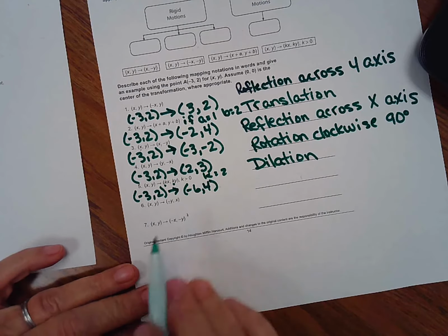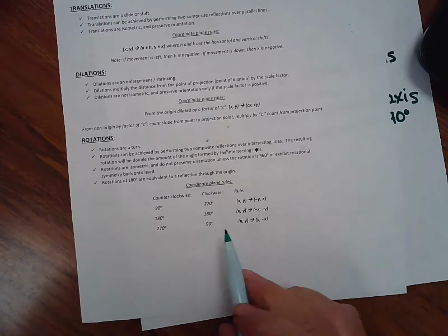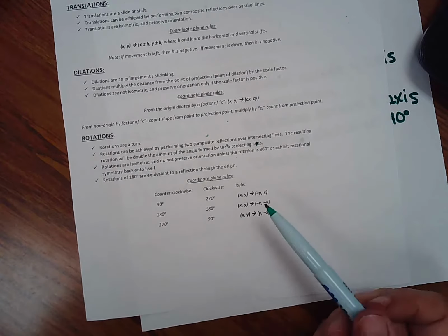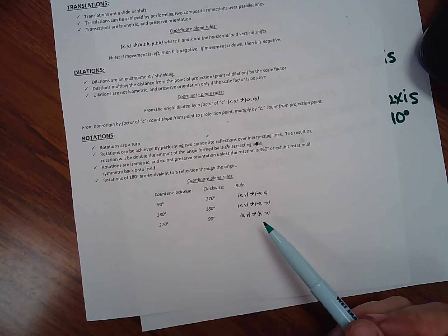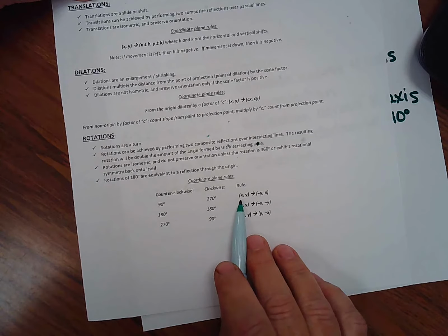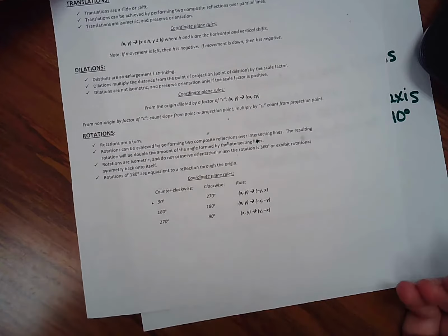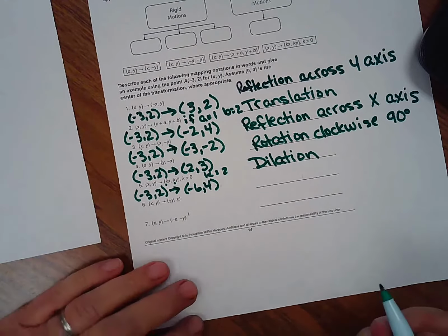This one, XY maps to -YX. So again, I've got switching going on. So I'm going to look down here at my rotations. That's usually where my switching is. Not every time, but that's usually where it is. And so I go from XY to -YX when I go counterclockwise 90 or clockwise 270.